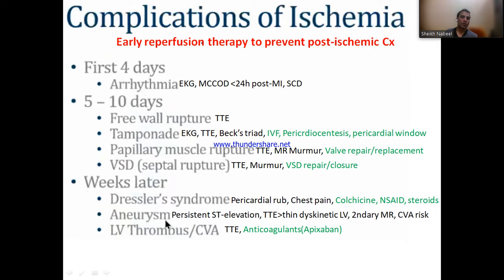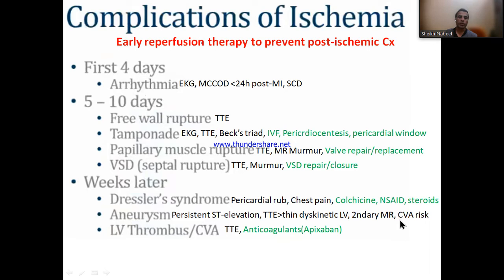Aneurysm can happen after weeks as well. So persistent ST elevation should increase your suspicion for aneurysm. Obviously, you're going to run a transthoracic echocardiography that will show the thin dyskinetic left ventricular wall. It can cause secondary mitral regurgitation. There is increased risk of thrombus formation, and obviously it will also increase the risk of embolism.